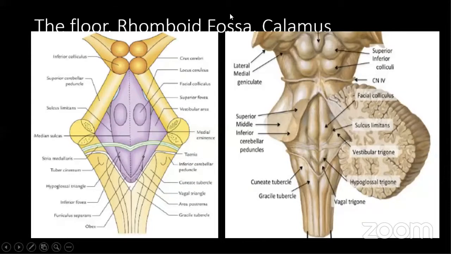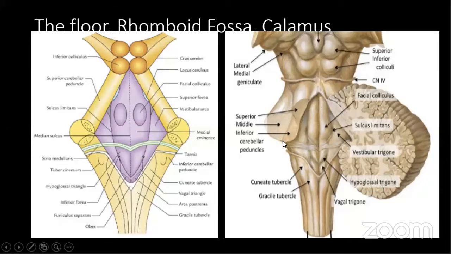This is the schematic diagram of the floor of the fourth ventricle, or the rhomboid fossa. We can appreciate this rhomboid fossa is divided into two vertical triangles by this line that is going all the way through the floor of the fourth ventricle. This is known as the median sulcus. So this line that divides the rhomboid fossa into two vertical triangles is known as the median sulcus.